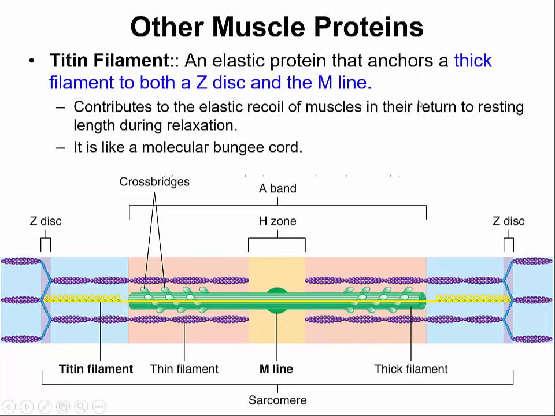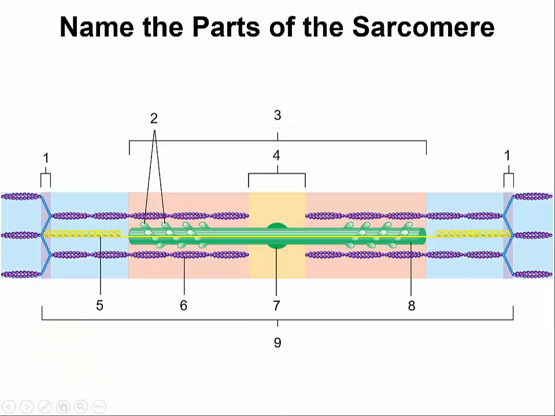It's an elastic protein that anchors a thick filament to both Z discs and the M line. So this is the titin filament that goes right through the thick filament. It's one of the longest proteins in the body, and it has these spring-like orientations so that when you stretch out the muscle and the sarcomere gets stretched apart, then when you bring back the muscle and the sarcomere returns to its original shape, this is what's helping to bring this back. It's also helping to hold the thick filament in position along with the M line.